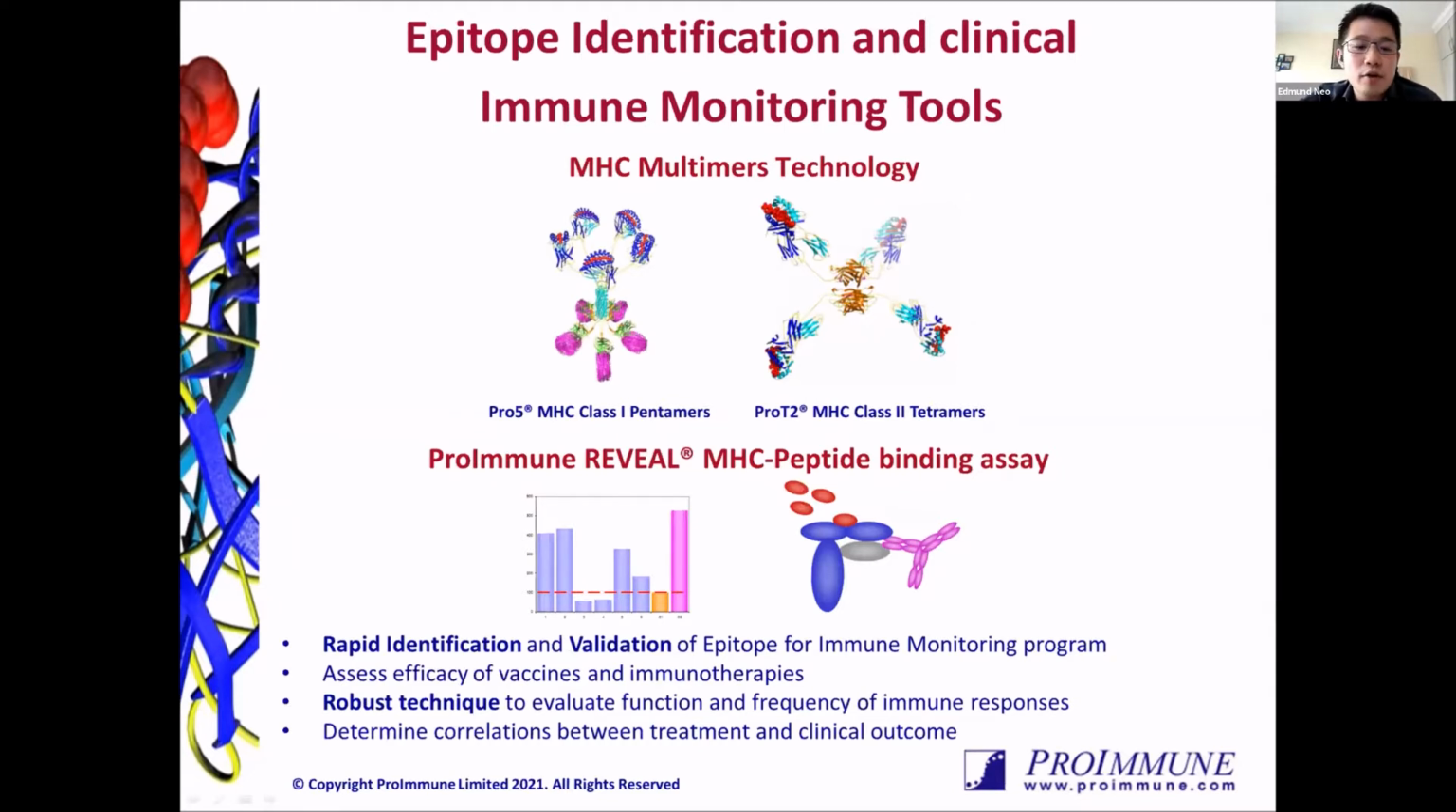Next, I will also be sharing about our REVEAL MHC peptide binding assay that we offer as a service to screen peptides against MHC alleles to assess binding characteristics. Using a combination of tools allows you to save time by rapidly identifying and validating epitopes for immune monitoring programs, which enable you to assess efficacy for vaccine and immunotherapy programs. Our MHC multimer technology enables a robust technique to evaluate function and frequency of immune responses, which allows you to draw correlation between treatment and clinical outcome.